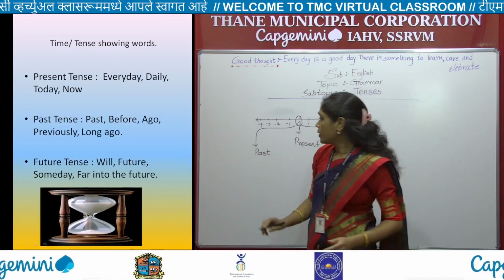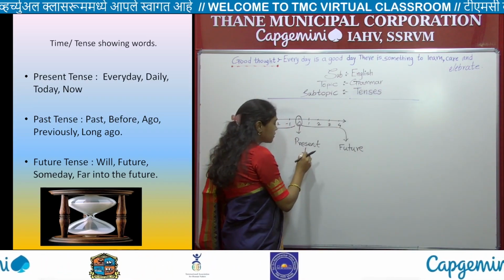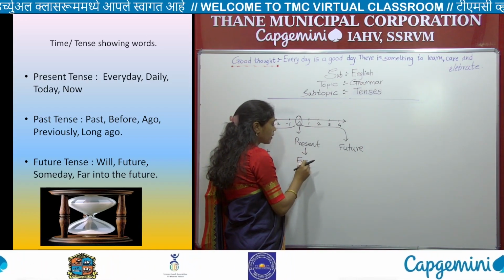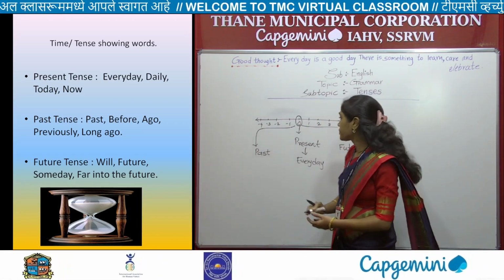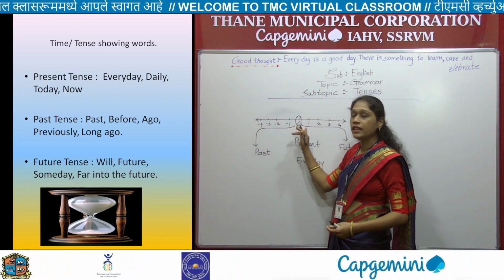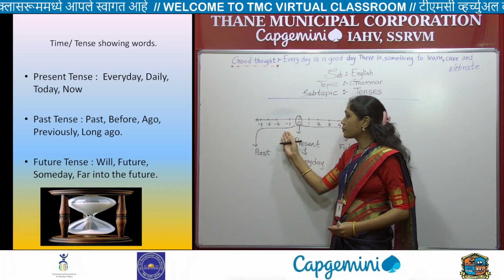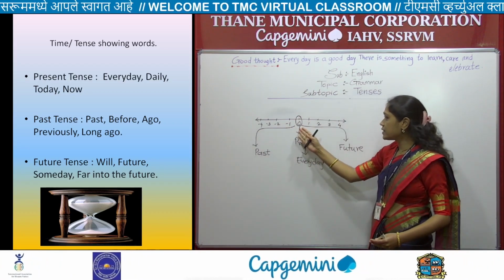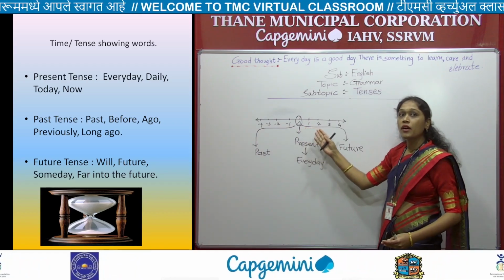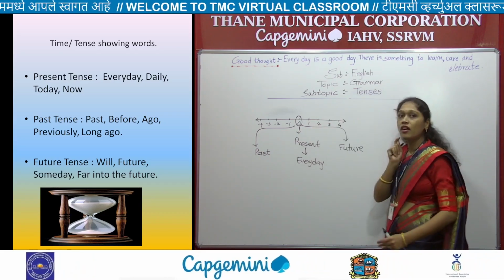See, for this we use words like, for the present tense we say every day, daily. For the past tense we say past, before, ago, long ago. And for the future tense we use will, in future, someday, or far into the future.